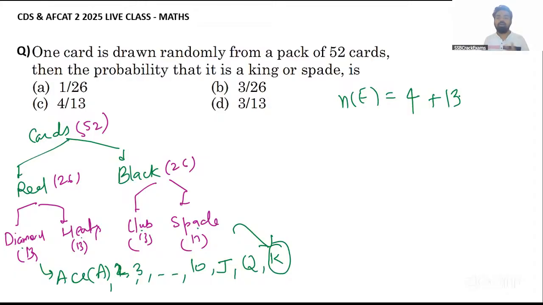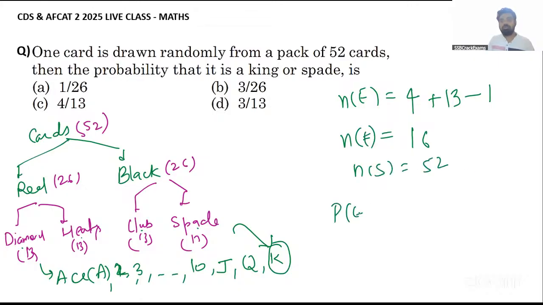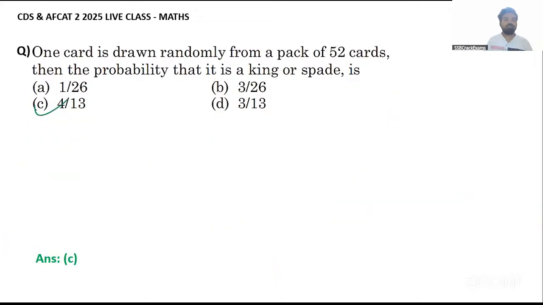So whenever I am adding the number of spades, I need to subtract that king because we have already added it. So the number of favorable outcomes is 16, and the number of total outcomes is 52. So the probability will be 16 upon 52, which is 4 upon 13. Okay, so option number C.